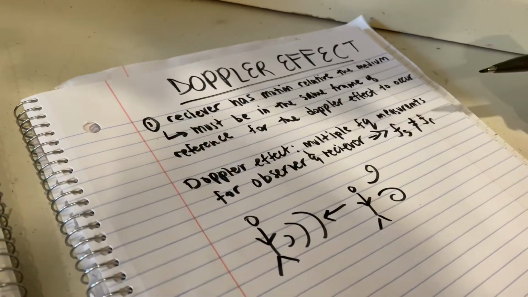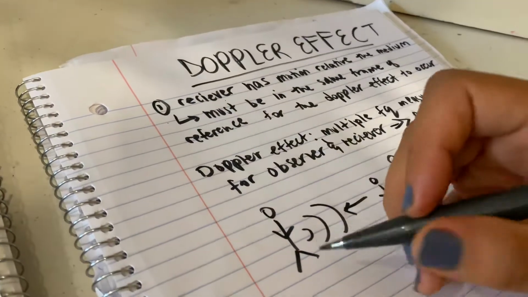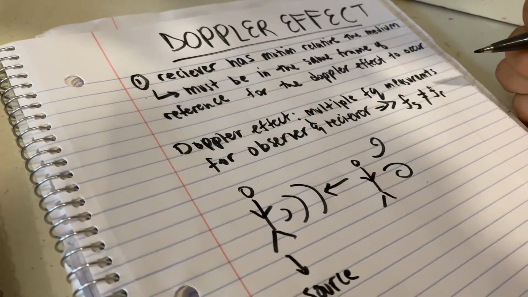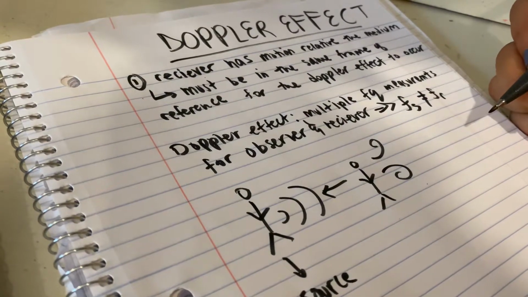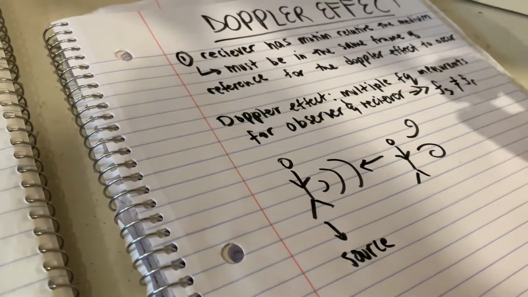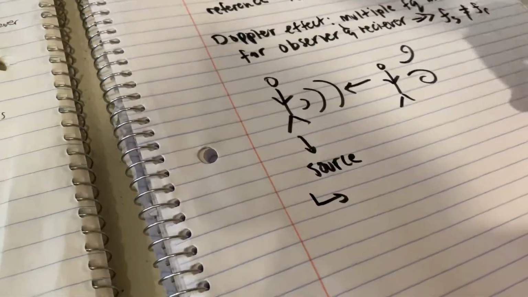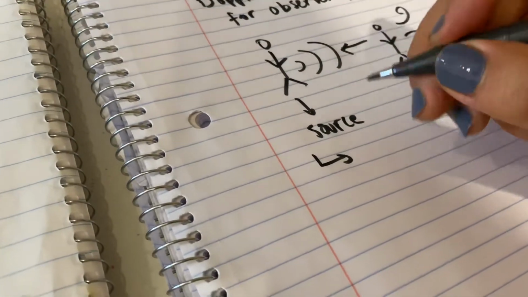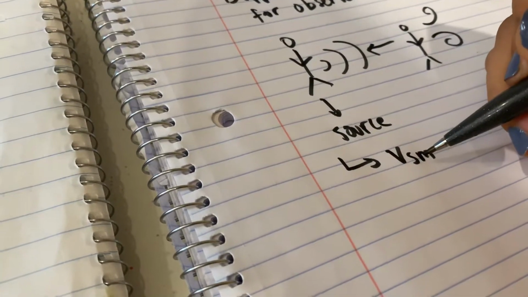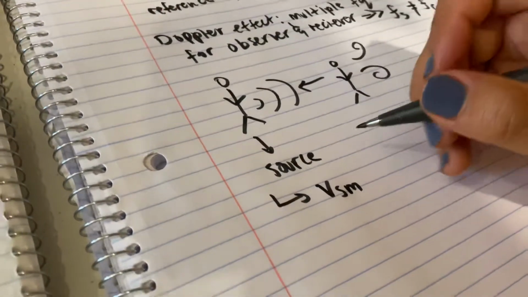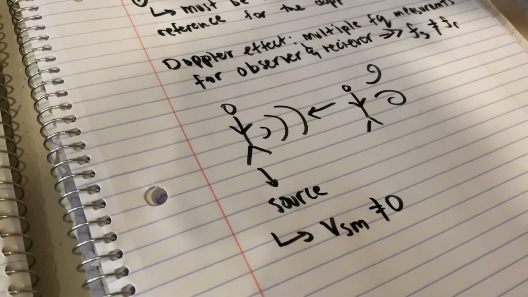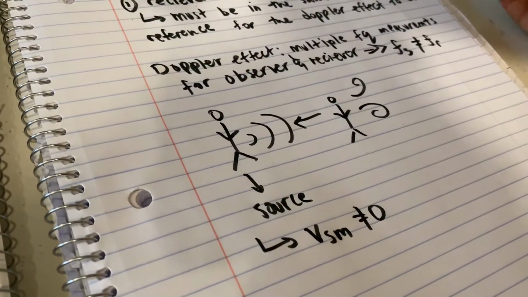So over here, the source is making a sound. This is the source, while the receiver is running towards you. So over here, we know that V_SM, the velocity of the source in the medium, is not equal to 0 because, as I explained, the receiver has to have relative motion.